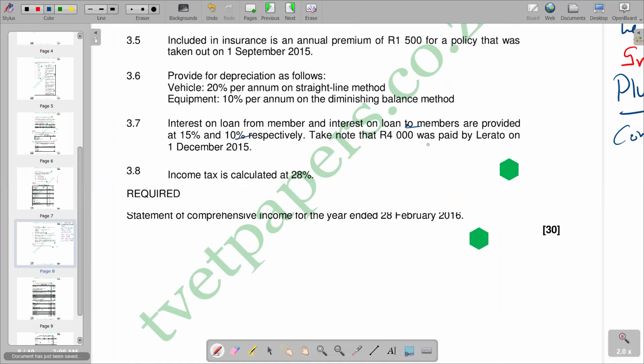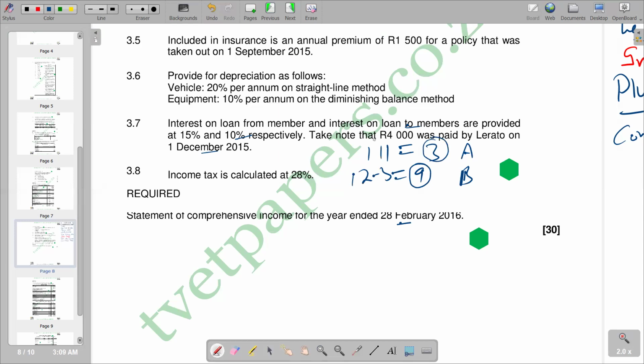And take note that 4,000 was paid by Lerato on 1 December 2015. So it now means we are going to have two different loan balances that will be used to calculate with the 10%, because 4,000 was paid on 1 December 2015. And we know that our year is ending on 29 February 2016. So December, January, and February means the period after the repayment is 3 months. And before, if you say 12 minus 3, we have 9. So we have 9 months before the repayment and 3 months after the repayment.